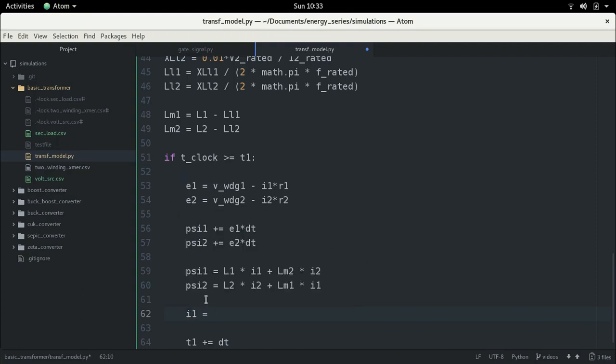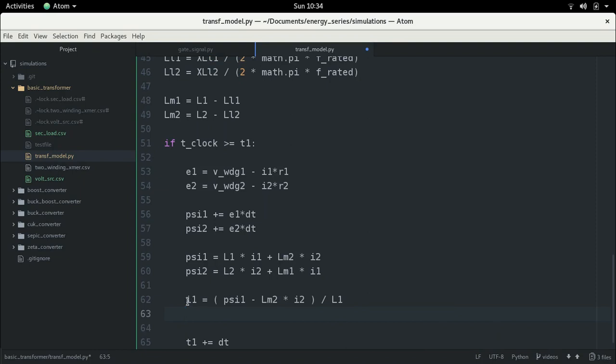I1, so all we have to do is take it on this side. So basically, Psi1 minus LM2 into I2, and this whole thing will be divided by L1. Let me just put a space. So this is what we are going to substitute in the other one, right? So let me just comment this out and let me paste it here.